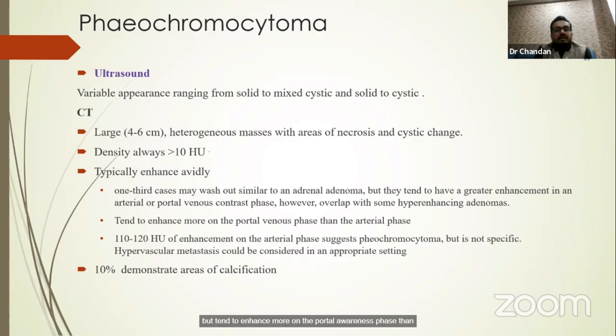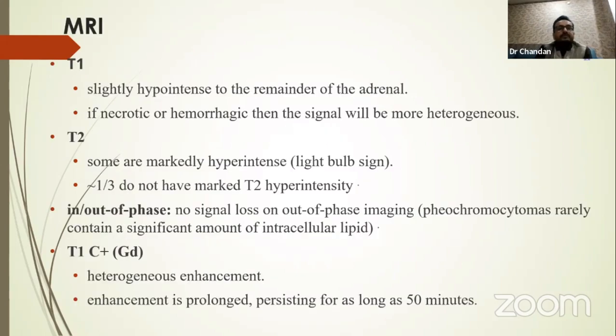They tend to enhance more on the portal venous phase than the arterial phase, and 110 to 120 HU of enhancement in the arterial phase suggests pheochromocytoma, but is not specific. Hypervascular metastasis could be considered in the appropriate setting when there is a case of hypervascular cancers, and 10% of cases demonstrate areas of calcification also.